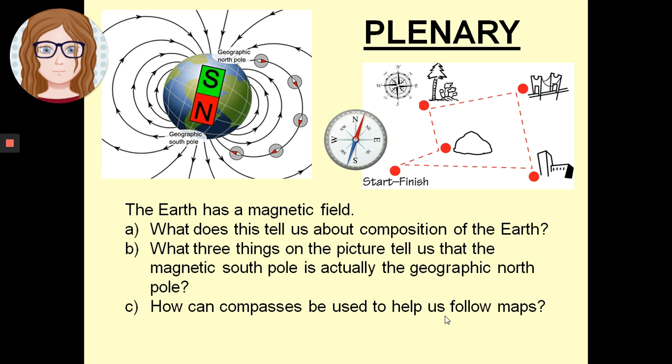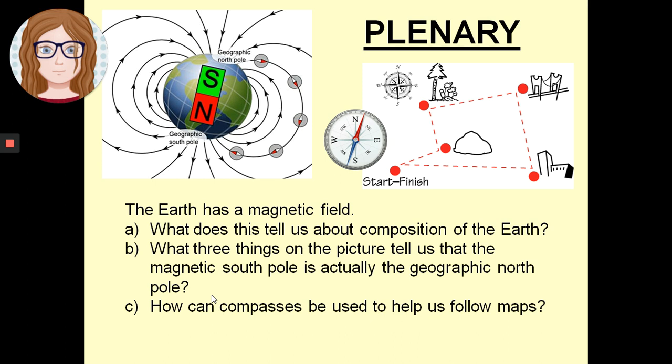For question B, look closely at this picture on the left over here. What three things on the picture tell us that the magnetic South Pole is actually the geographic North Pole? And finally, for C, explain properly how compasses can be used to help us to follow maps. Pause the video, have a good go at answering the questions, and then when you're ready, come back.